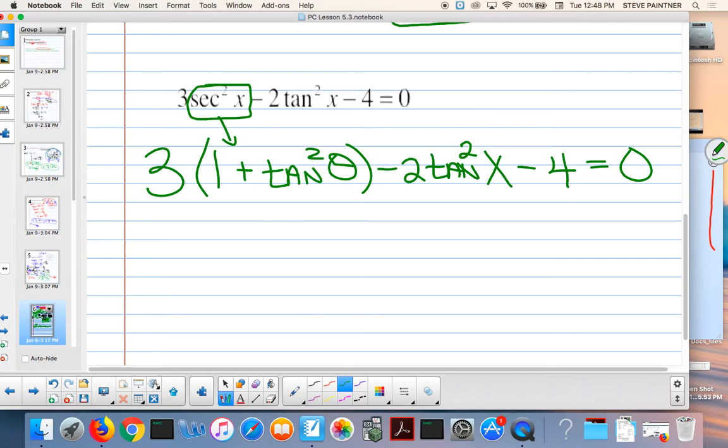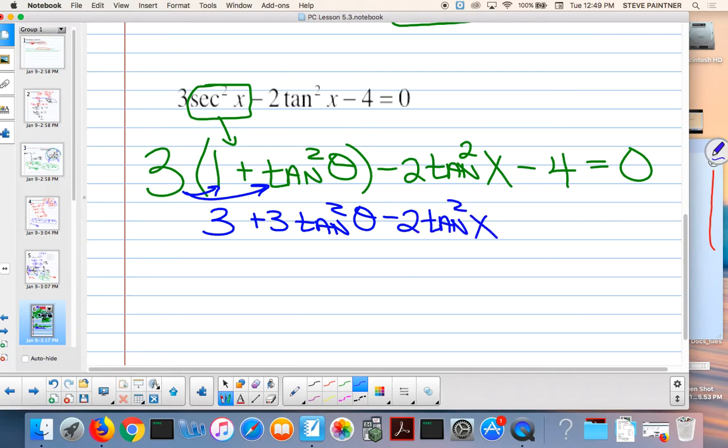Now let's clean it up a little bit. So what could you do? Distribute. Yeah, just start this. Yeah, run the multiplier through. This is 3 tangent squared, followed by minus 2 tangent squared. Oops, I got x's and thetas. Minus 4 equals 0. Okay. Let me get theta here. Okay. So I multiplied. Anything else I can do?